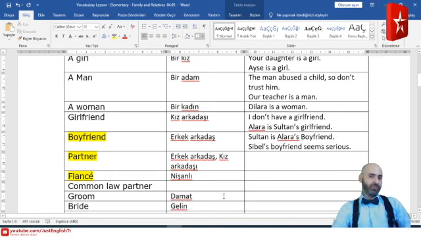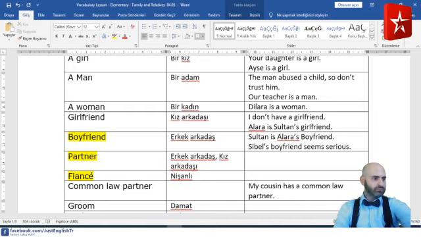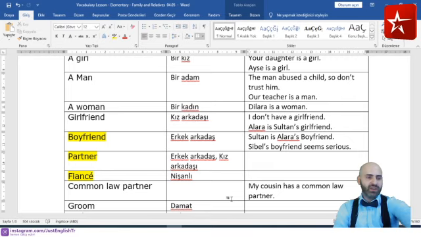Maybe this is not very popular in Turkish culture, but in Western cultures, this is a very, very popular thing. And I can say my sister or my cousin, let's say, has a common law partner. Yes, Abdus. For fiancé, we can say boy or girl. It doesn't matter. Both of them will be fiancé.